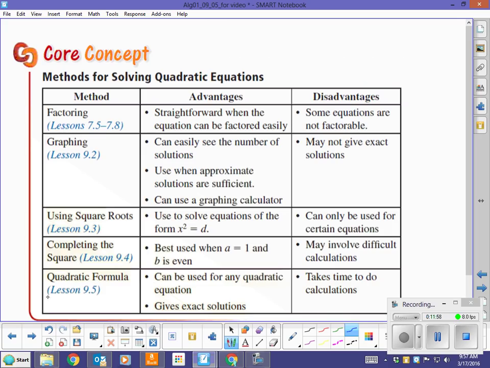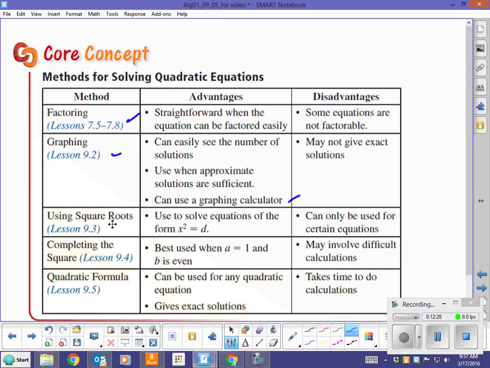Okay, so we're almost to the end of this chapter here. Let's just do a quick recap of what we know about solving quadratic equations. Factoring, this goes back two chapters ago. If you can factor it, that's the best way to do it. Graphing, really using the calculator, not by hand. It says it may not give exact solutions, but if you're using a graphing calculator, it will, but it's still going to round. Calculators do round, so that's true.